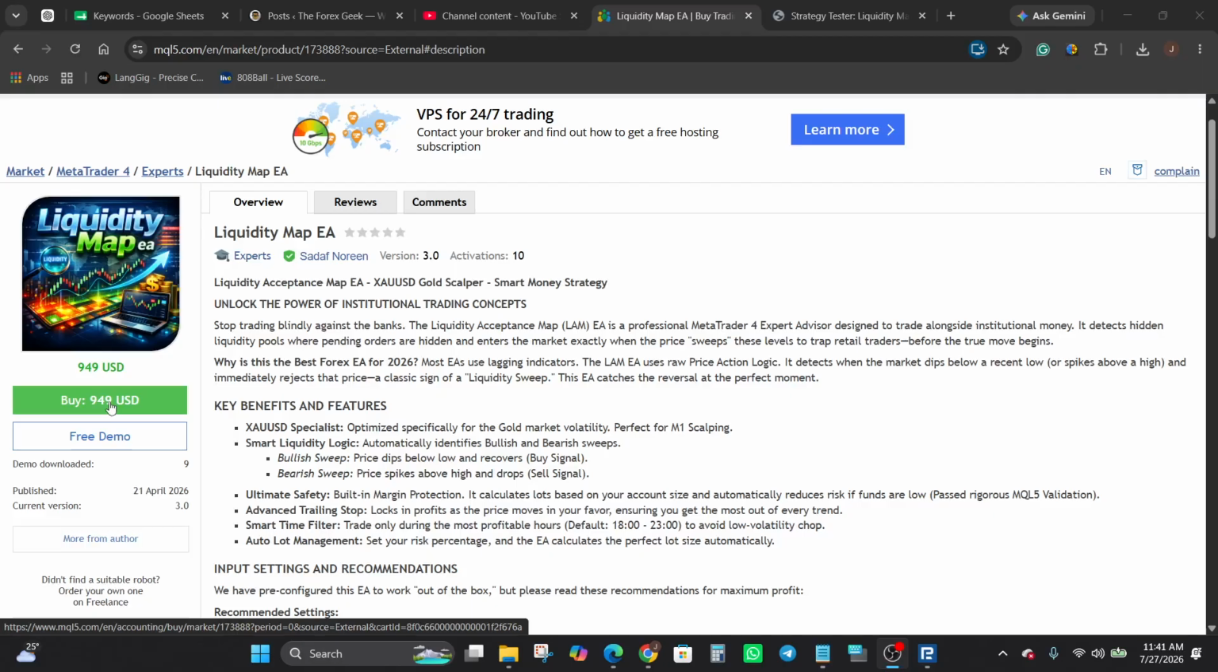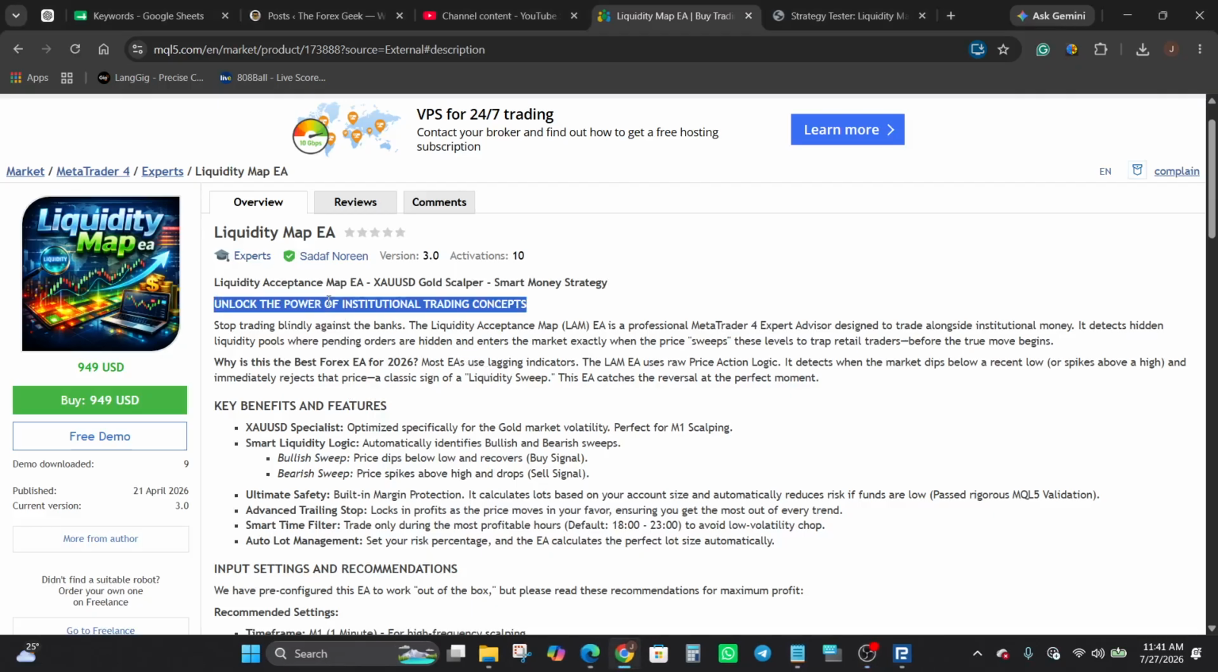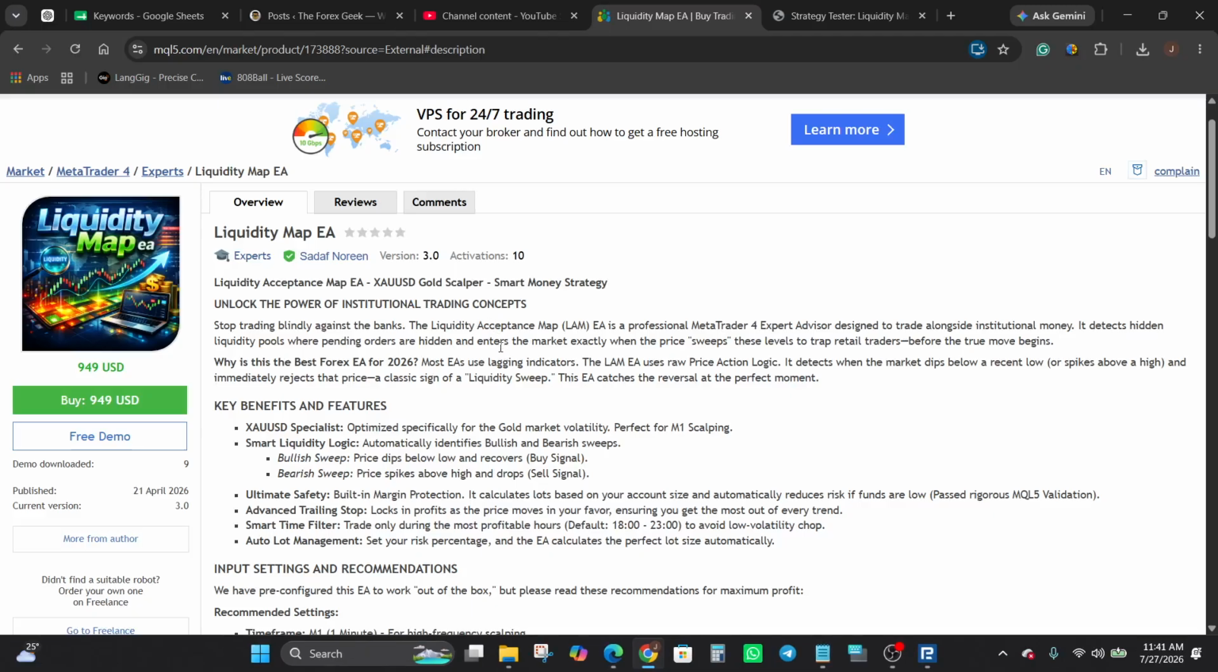I'll say upfront that this listing leans heavily into promotional language. Phrases like unlock the power of institutional trading, and calling itself one of the best EAs of the year show up throughout. So I'll focus on the actual functional claims rather than the marketing framing.